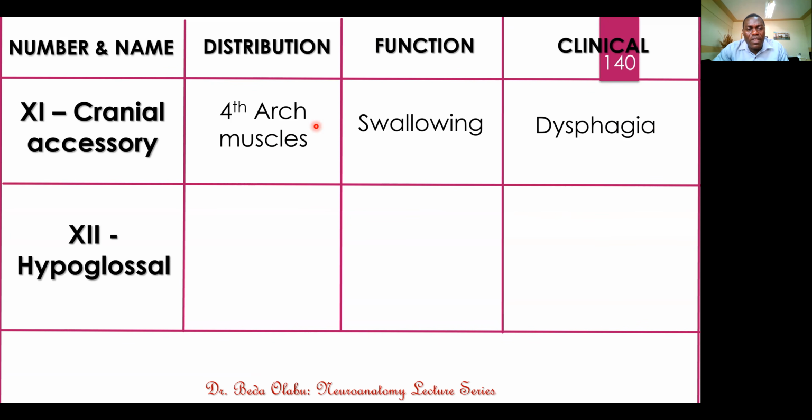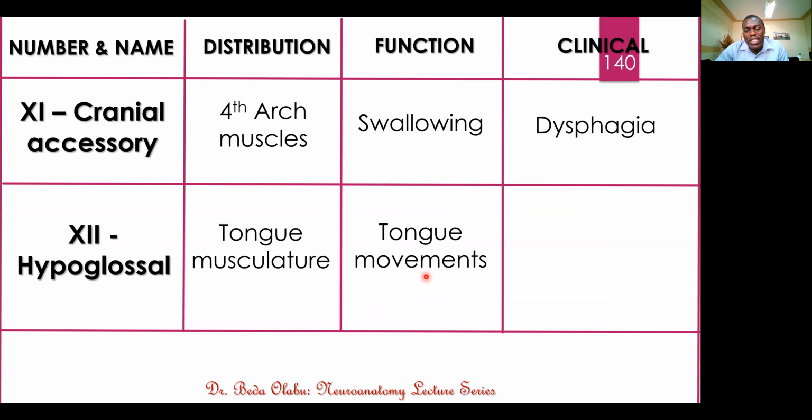The last cranial nerve, the hypoglossal nerve, exits the cranial cavity through the hypoglossal canal, also called the hypoglossal foramen. The hypoglossal nerve targets the muscles of the tongue. These are skeletal muscles. The muscles of the tongue are therefore important for moving the tongue.